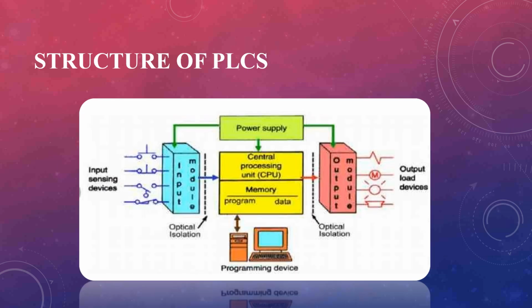Next, this is the structure of the PLC. Here is the input sensing device, and here is the output load device. It has two separate modules for input and output to store and retrieve the data. And a power supply is provided for the input module, output module, and the CPU through the system also. So this is the structure of the PLCs.